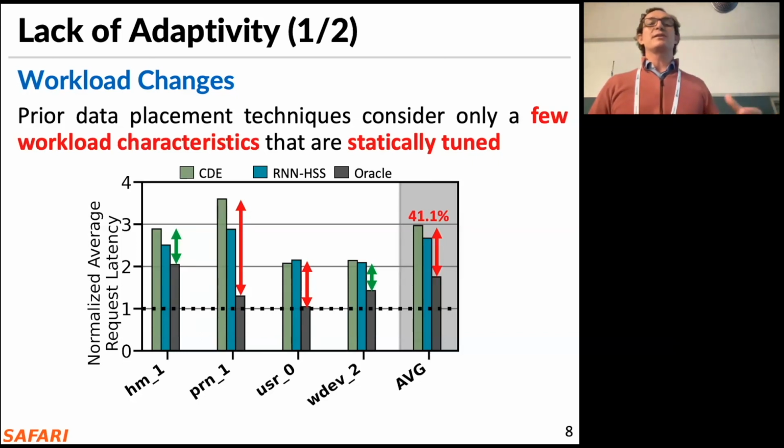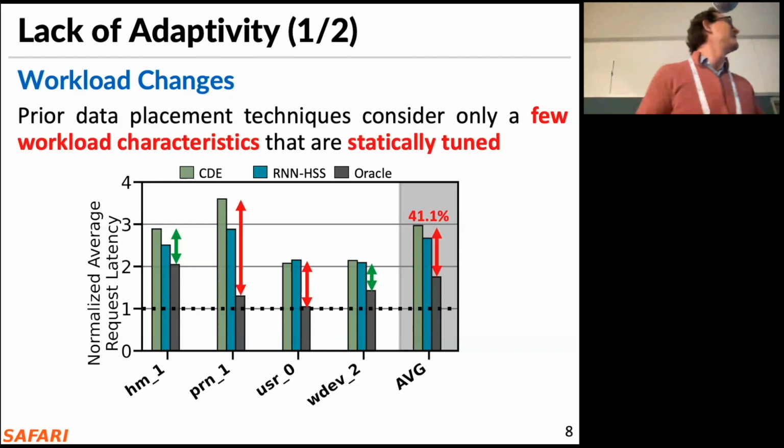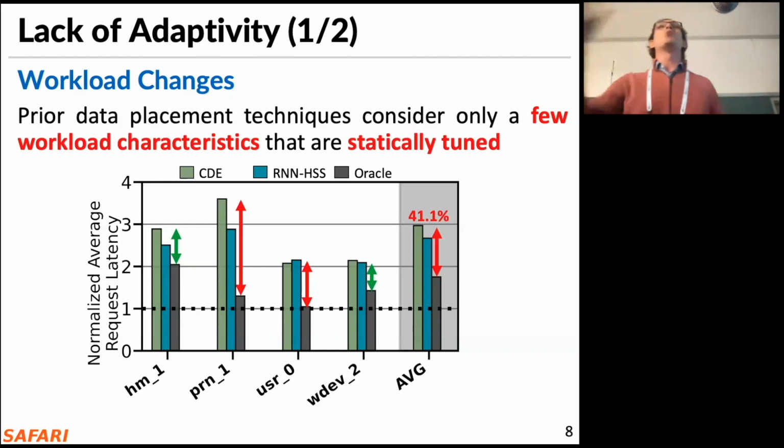And usually the thresholds are statically tuned. If this block has been accessed, I don't know, 5 times, I'm just making it up, then migrate it, promote it to the fast storage device, right? Now, if you compare these prior policies, one of them is heuristic based. The other is actually RNN, recurrent neural network based. Neither of these perform well compared to an Oracle.